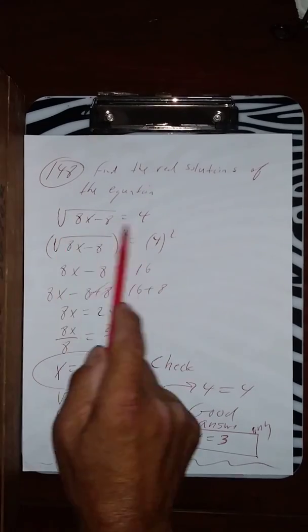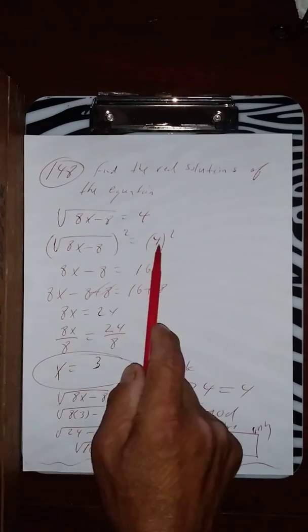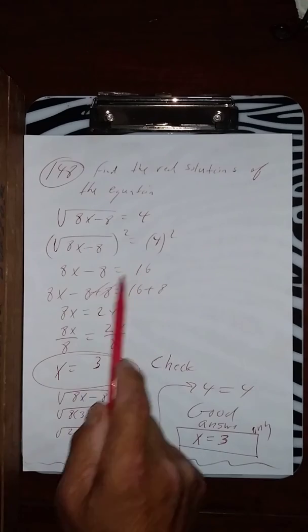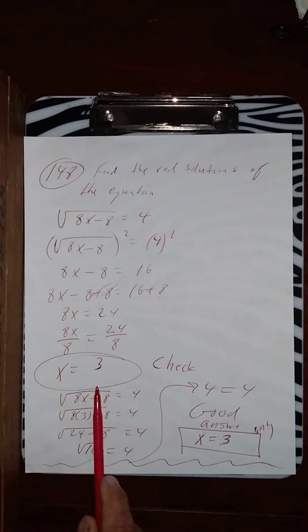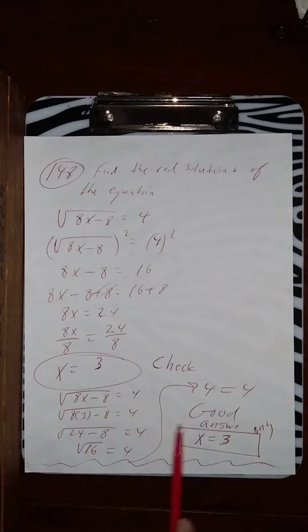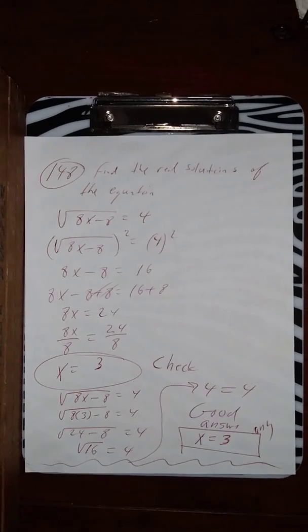Square both sides. And this is 16. X minus 8 is this. Add 8, add 8. 24 divided by 8, divided by 8. X is 3. Put it in, check it. 8 times 3, 24 minus 8, 16. Square root of 16 is 4. 4 is 4. Yes, that works. That's good. It all works out.